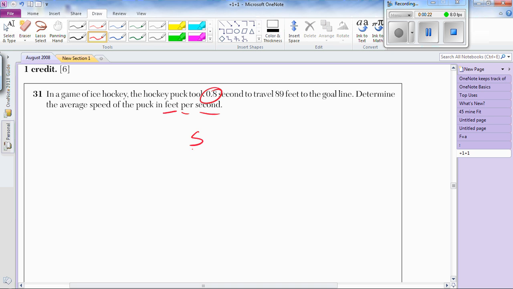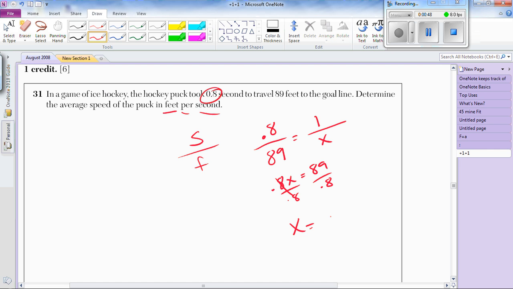So it's seconds over feet. That's our ratio. So we're just going to set up a simple proportion. 0.8 seconds for 89 feet equals how many feet for 1 second? So 0.8x equals 89 divided by 0.8, and I get x equals 111.25. Done.